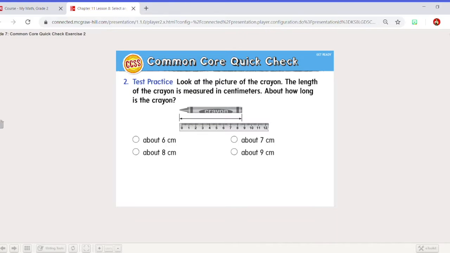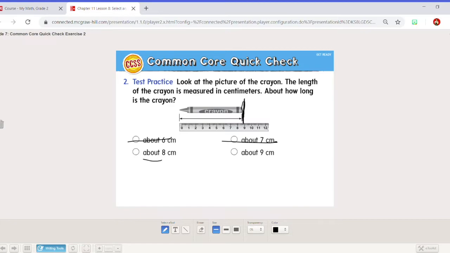Look at the picture of the crayon. The length of the crayon is measured in centimeters. About how long is the crayon? Well, we're going to look at the crayon from end to end, starting on 0, and where does it land. It looks like this crayon lands about 9. Not quite 9 exactly, but pretty close to it. Closer to 9 than it is to 8. So let's look at our options. Oh man, 6 and 7 are too small, and when we're looking between 8 and 9, unlike on a clock, if it is closer to 9, it makes more sense to say about 9 centimeters.